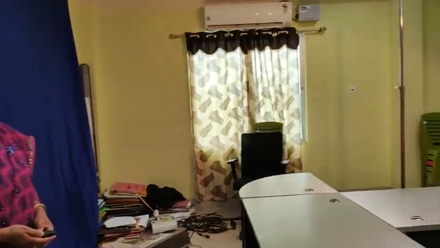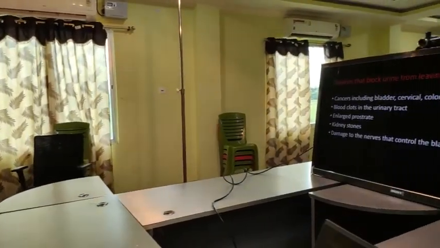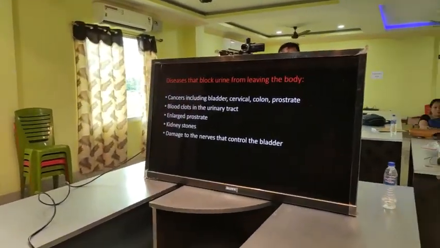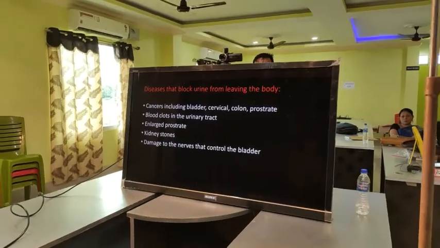Decreased blood flow due to very low blood pressure results from burn, dehydration, hemorrhage injury, septic shock, serious illness, surgery. Diseases that block urine from leaving the body. Cancers, including bladder. And now I am going to deal with the topic on renal failure, acute or chronic.